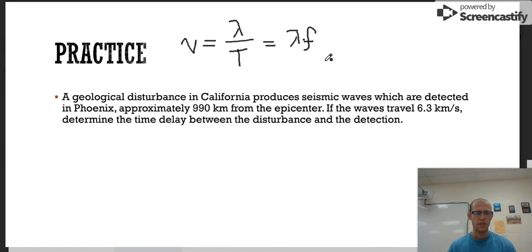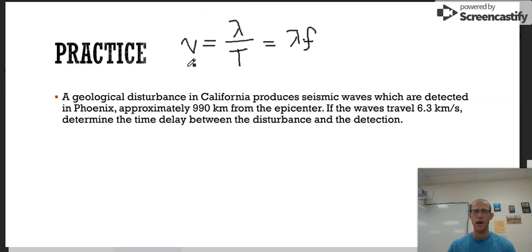First example: a geological disturbance in California produces seismic waves, which are detected in Phoenix, approximately 990 kilometers from the epicenter. If the waves travel 6.3 kilometers per second, determine the time delay between the disturbance and the detection. We really don't even need this type of formula for this.